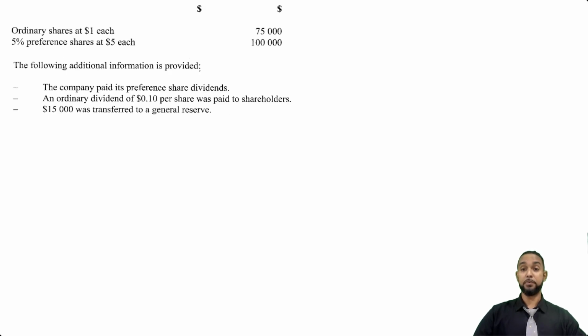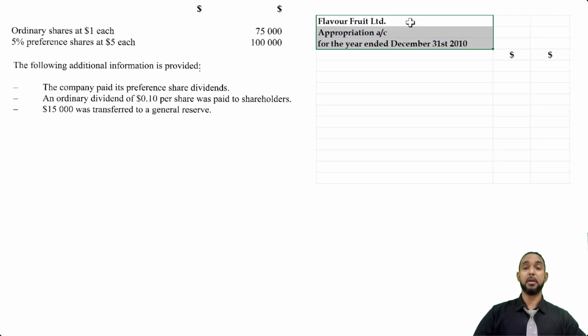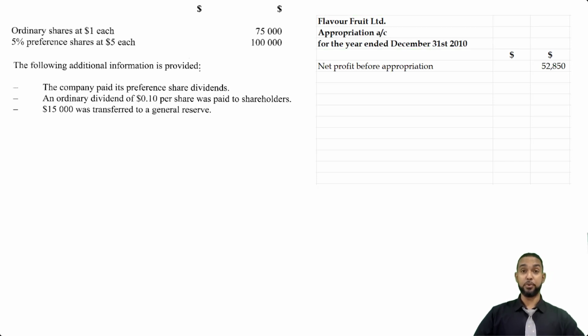And we have to prepare the appropriation account for Flavor Fruit Limited for the year ending 31st December 2010. Okay, so the first thing we're going to do, of course, is head up our statement: name of the entity, name of the statement, and the period to which it applies. We're going to start with the net profit before appropriation, which we found above in the income statement, of $52,850, and we're going to subtract the appropriations.